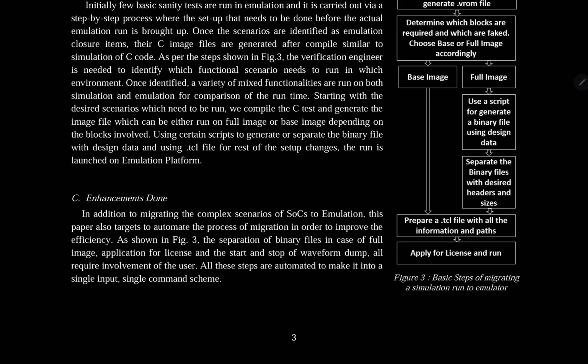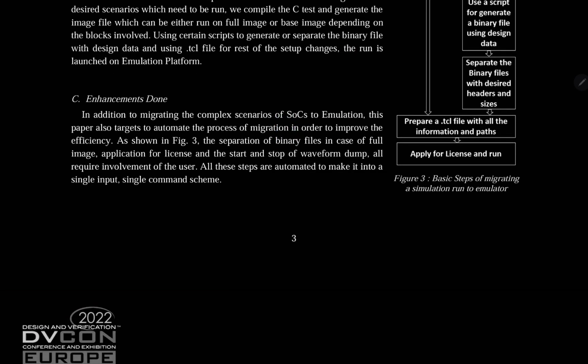The run is launched on the emulation platform. The C enhancements are done. In addition to migrating the complex scenarios of SoCs to emulation, this paper also targets to automate the process of migration in order to improve the efficiency. As shown in Figure 3, the separation of binary files, in case of the full image, application for license, and start and stop of the waveform dump, or required environment of the user, all these steps are automated and made into a single input and single command scheme.